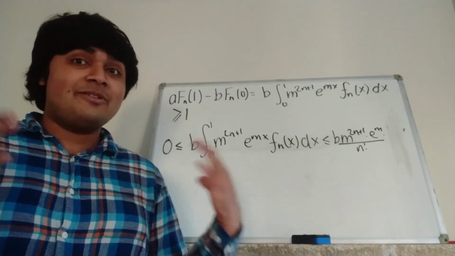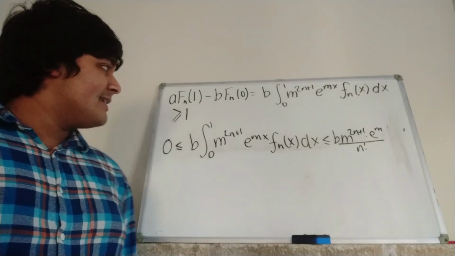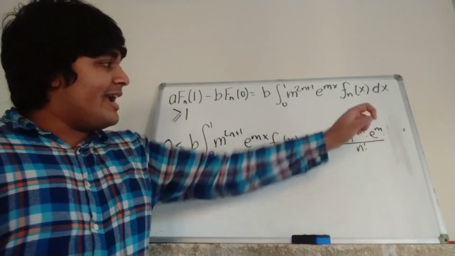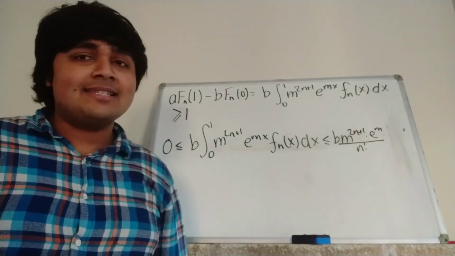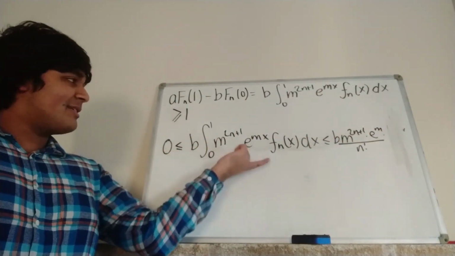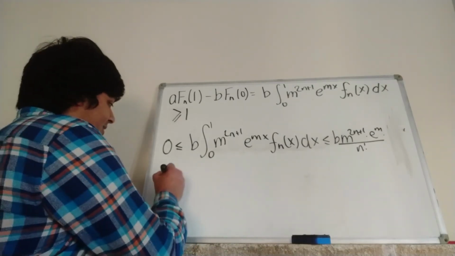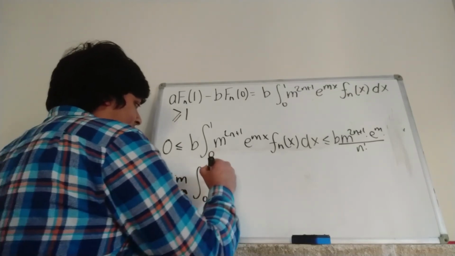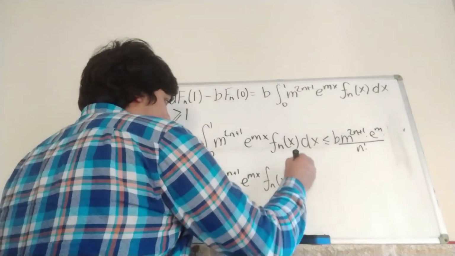And what we're going to do is choose it to be very, very big, and we're going to take the limit as n goes to infinity of this inequality. So obviously this guy stays 0, and this guy, when you take n to infinity, you've got m to the 2n plus 1 divided by n factorial. The n factorial grows bigger, so this thing here tends to 0. So this guy here goes to 0, this guy here is 0, and because this is sandwiched in between, this guy here must also tend to 0. So in other words, we have that the limit as n goes to infinity of the integral from 0 to 1 of m to the 2n plus 1 times e to the mx times fn of x dx is equal to 0.